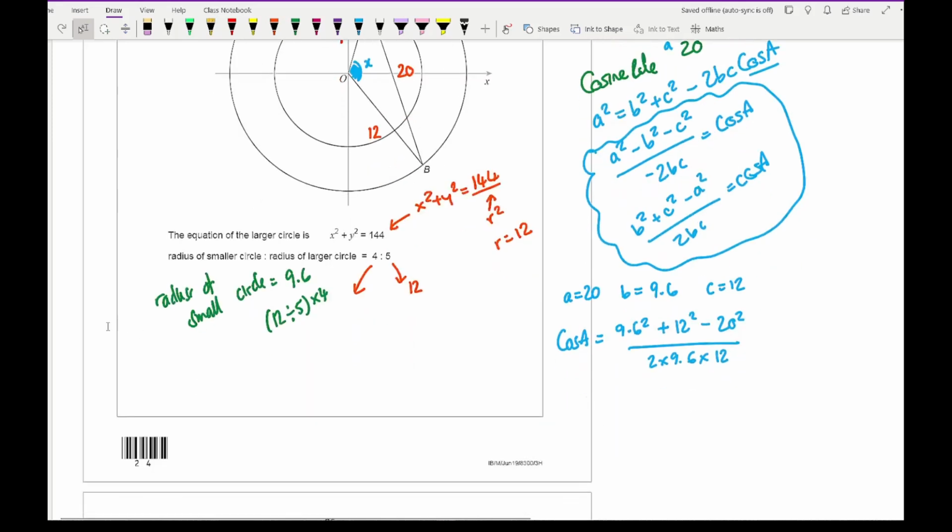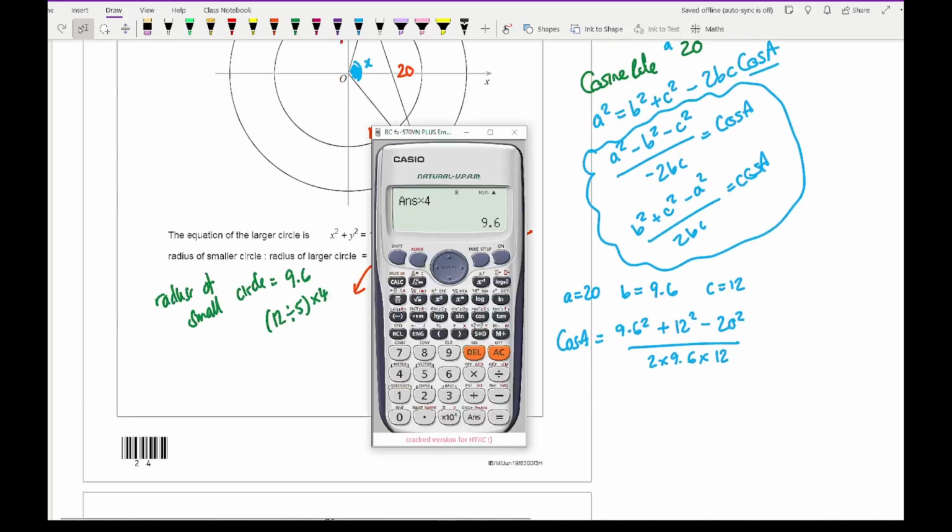And if I type that all into my calculator, which I'm going to do now, I've got a fraction: 9.6 squared plus 12 squared minus 20 squared, all divided by 2 times 9.6 times 12, press equals, and I get an answer of 0.071.